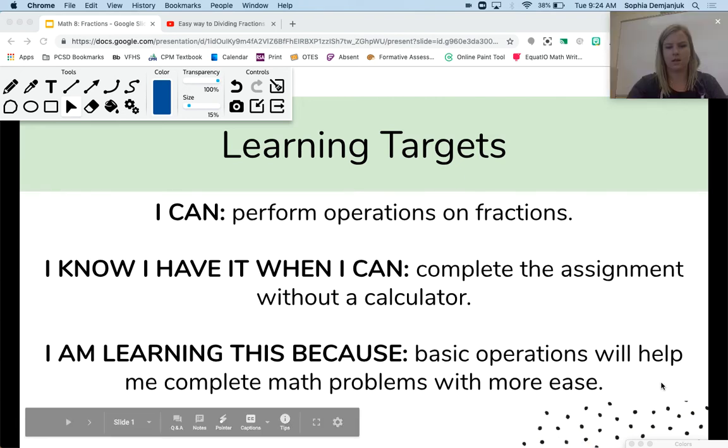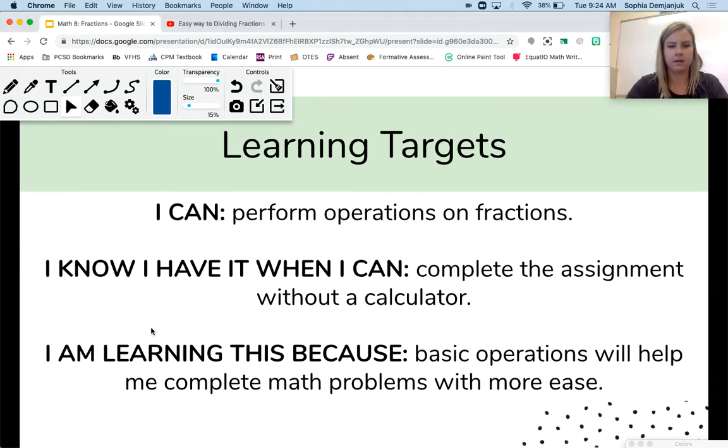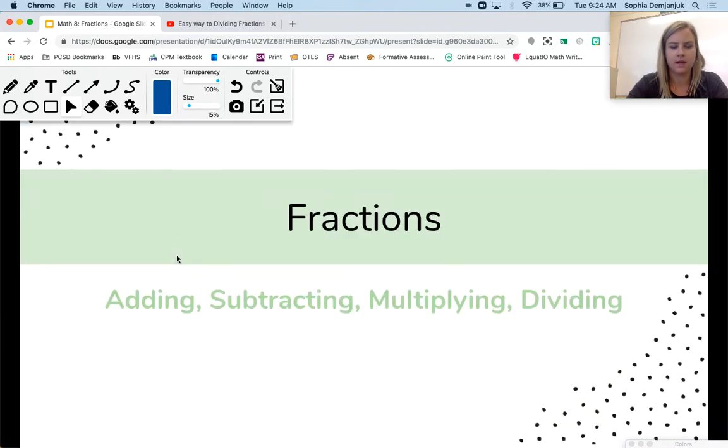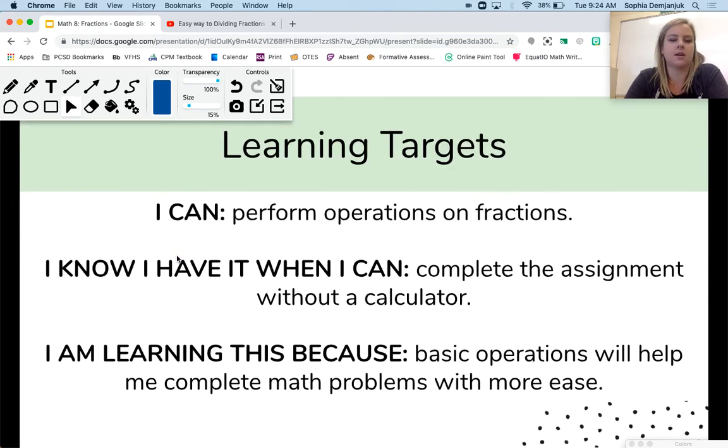All right, the second video, the lesson that we're going to be going over is fractions. We're going to be adding, subtracting, multiplying, dividing. Again, this is a review lesson. So the video previous to this, we did integers. Now we're doing fractions. And then our last review lesson before we jump into the actual chapters in the book will be diamond problems. So for fractions, your learning targets are going to be, I can perform operations on fractions.